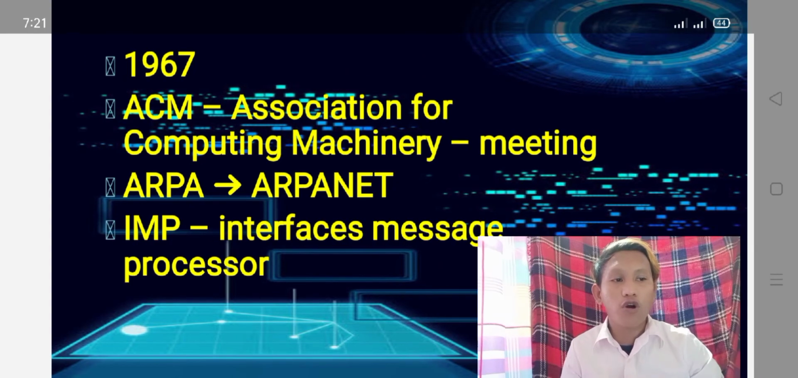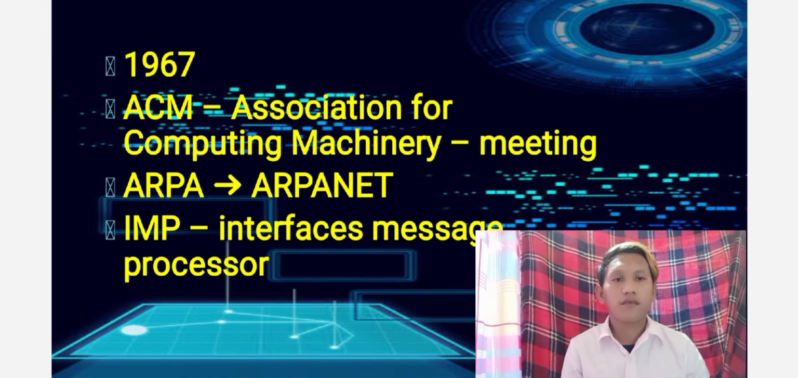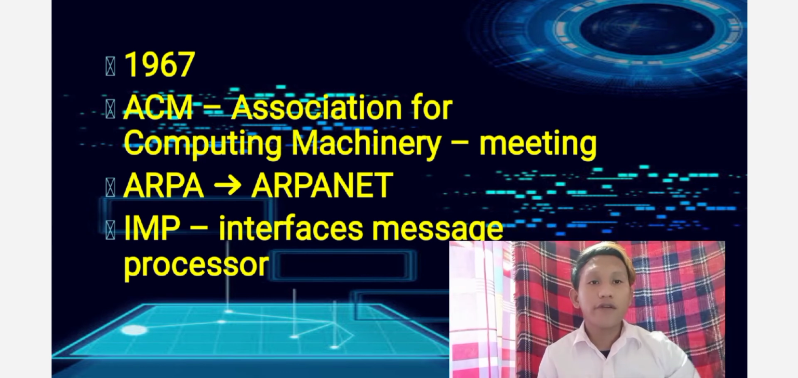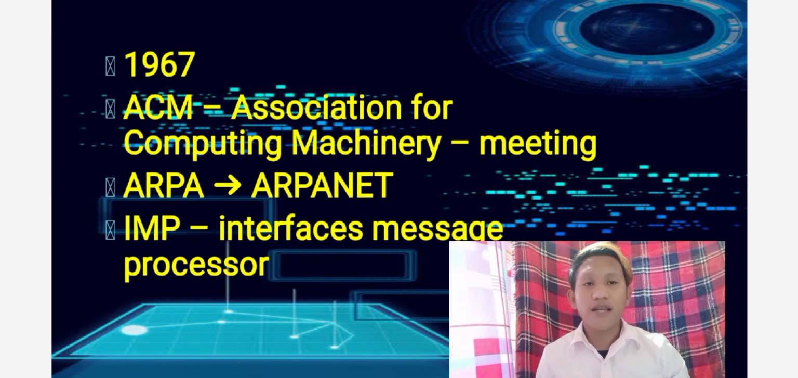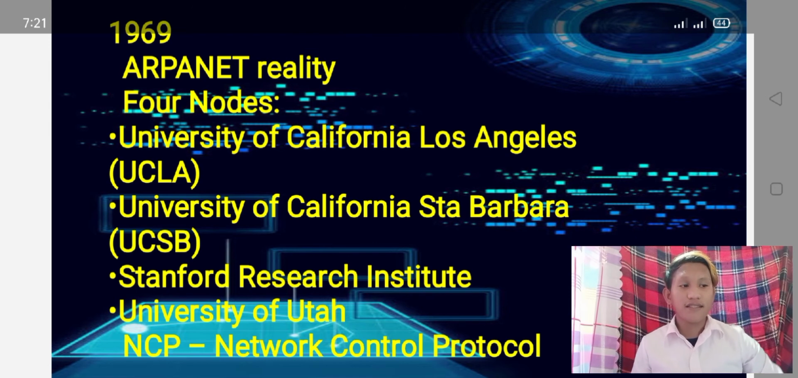The Association for Computing Machinery is an educational computing society. ARPANET is the Advanced Research Projects Agency Network. It's an experimental computer network that was the forerunner of the internet. The interface message processor was the packet switching node used to interconnect participants' networks to the ARPANET from the late 1960s to 1987. In 1969, four universities were connected using packet switching.